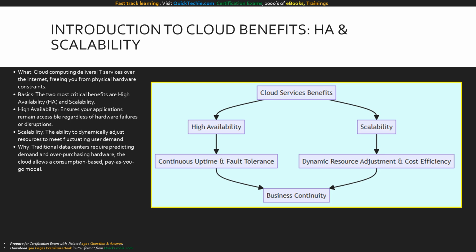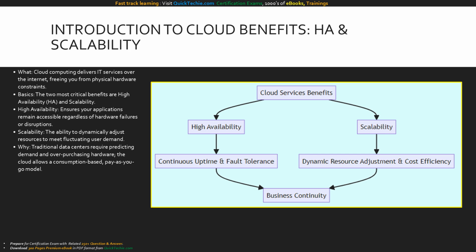Why does this matter? Because in a traditional setup, you must purchase enough hardware to handle your maximum potential traffic, meaning you overpay for idle servers most of the year. In the cloud, the consumption-based model allows you to pay only for what you use. We will take a deep dive into how these mechanisms work, how you configure them, and when to use them to create a resilient, cost-effective infrastructure.